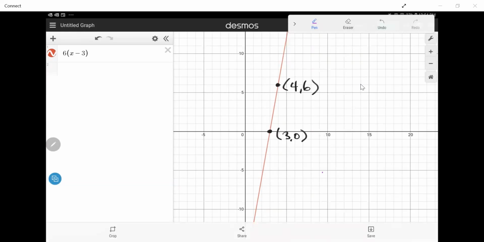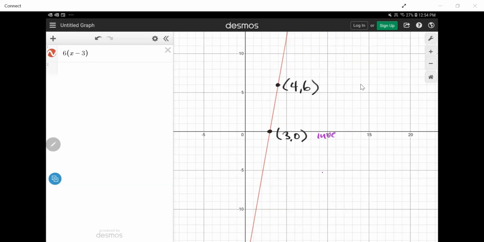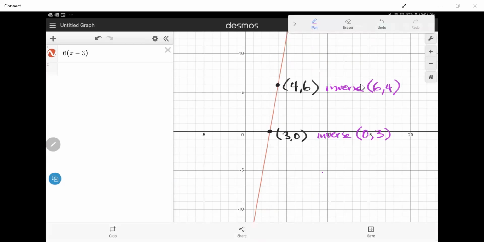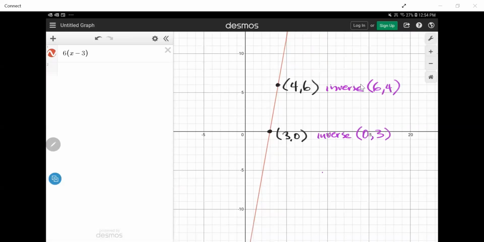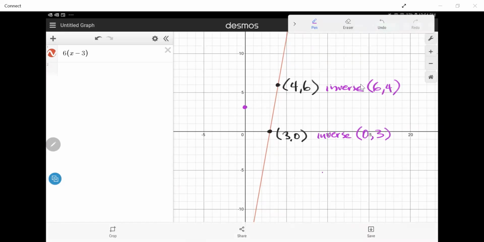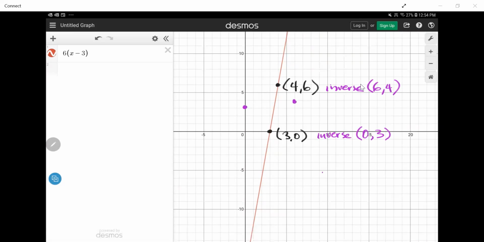So if we had an inverse of this function, it would have points that were the opposite. The inverse of this point is 0, 3, and the inverse of this point is 6, 4. Pretty simple idea: inverse just means the x's and y's are switched. So let's find 0, 3, which is right there, and 6, 4 is right there. So I have those two points.